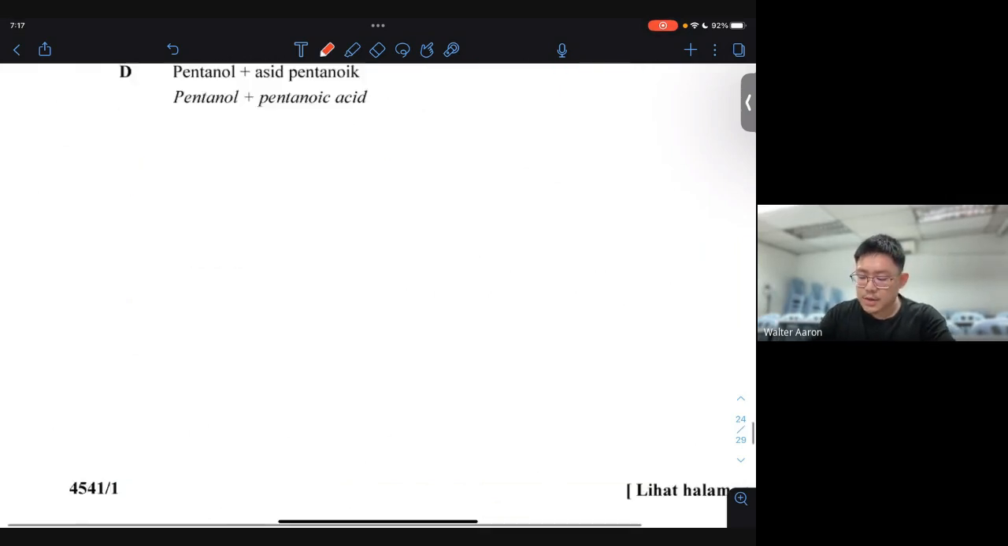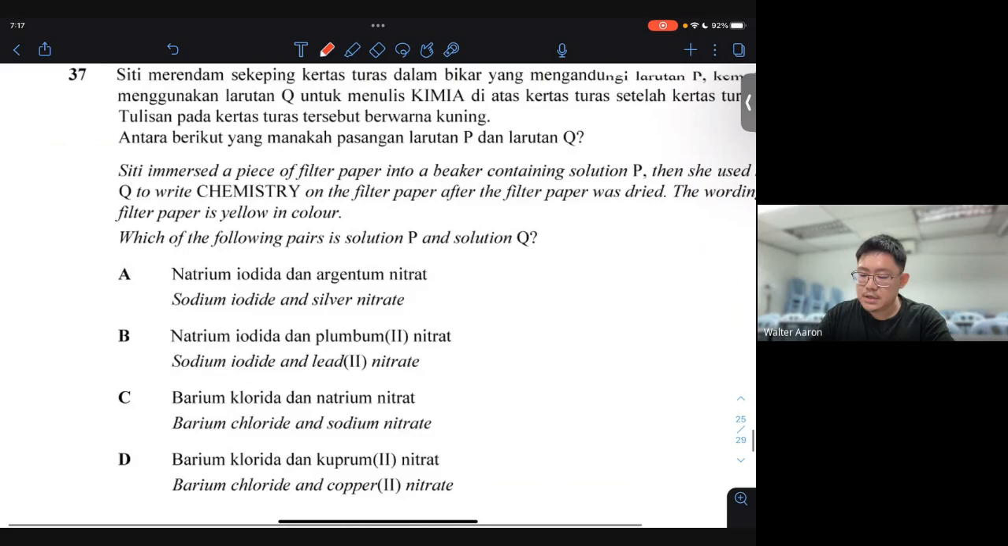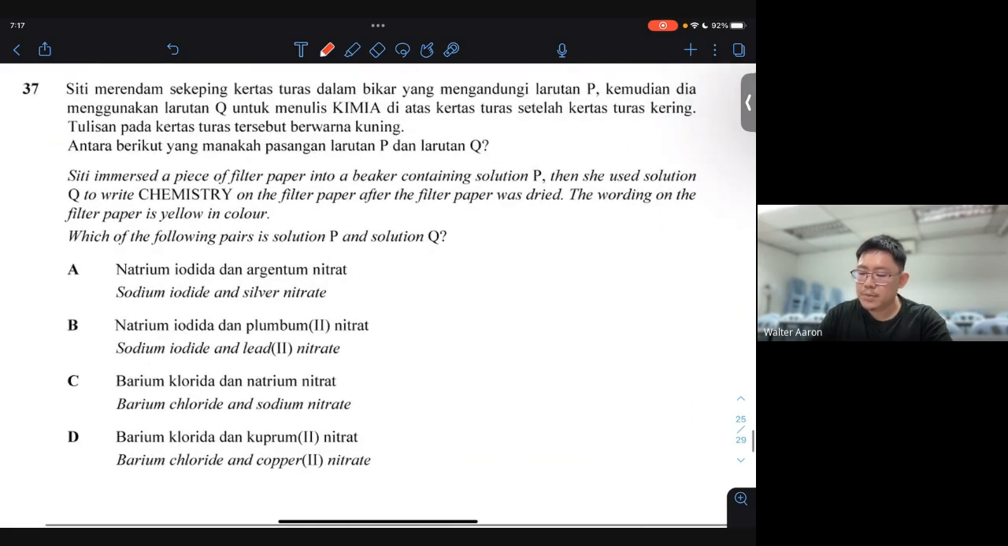Let's look at this next one, 37. Siti immersed a piece of filter paper into a beaker containing solution P. Then she used solution Q to write chemistry on the filter paper after the paper was dried. Right, the wording on the filter paper is yellow in color. So which of the following pair is solution P and solution Q?